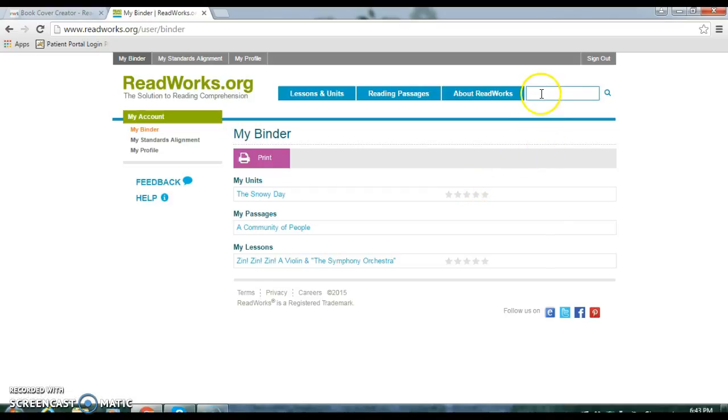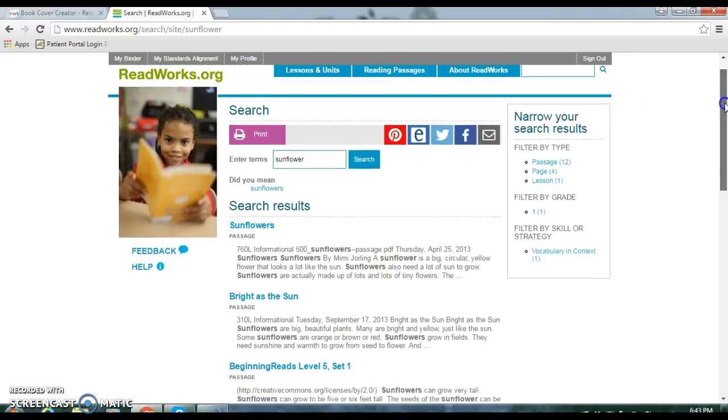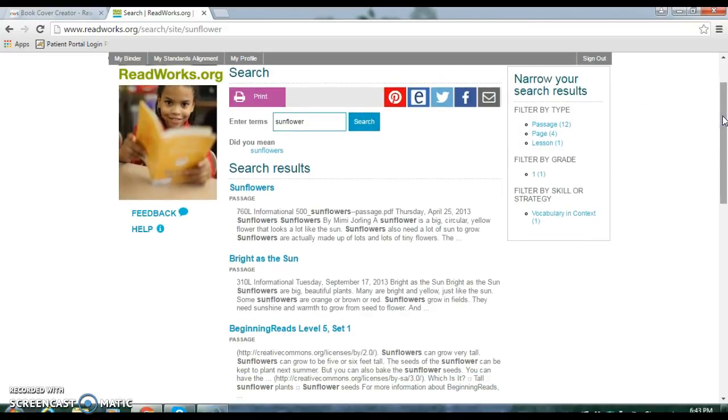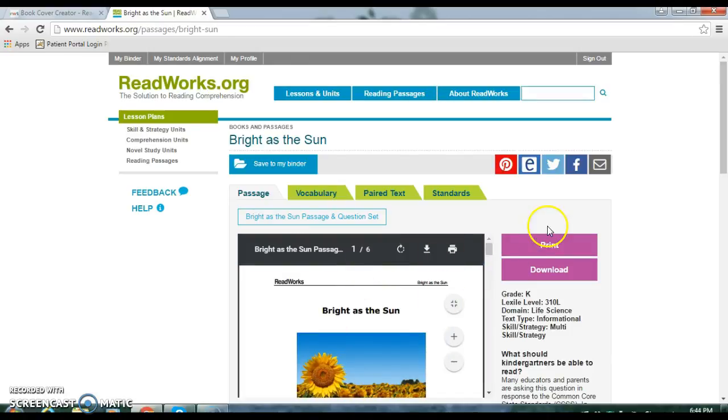One that I love to use, and I don't know why I don't have this saved in my binder: I just type in sunflower, because that is our state flower. One of the passages I love to use is Bright as the Sun. It gives you a little mini version of this. Now, you will have to create an account for this. It's totally free, but you will have to create an account.